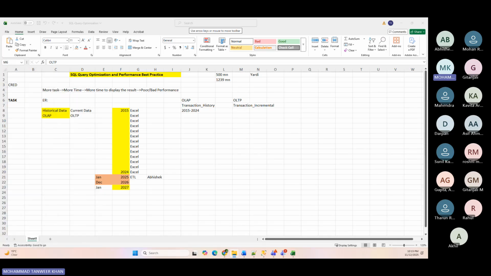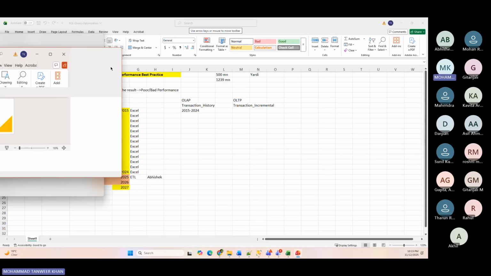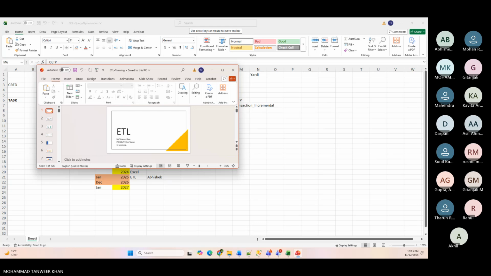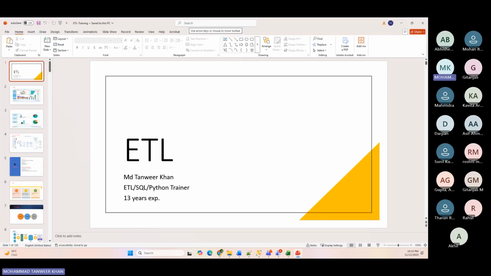Not sure how many of you know this, OLAP and OLTP. Can you raise your hand? How many of you know this? It looks like there is a little doubt here. One, two, three, only four, five. I need clarity on this. Okay, then now we will go n minus 1 step.